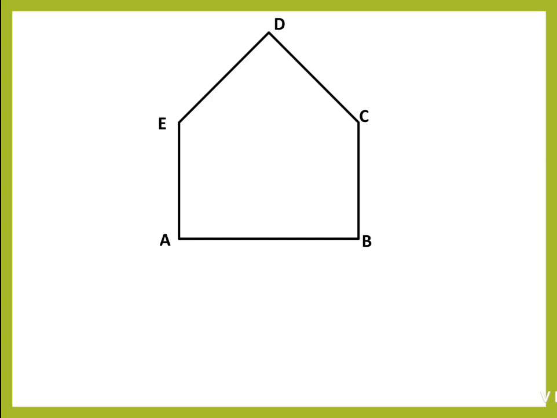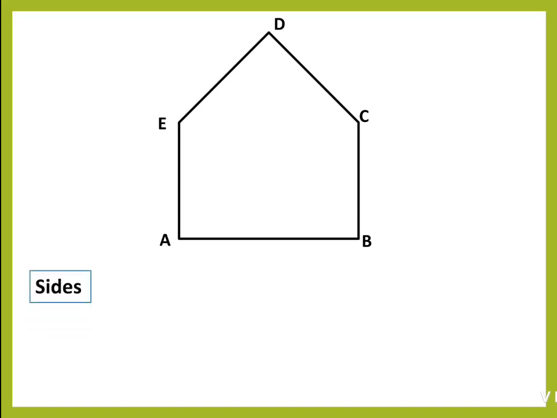Here you can see a polygon. How many sides for this polygon? 5 sides for this polygon. How many points marked on this polygon? 5 points. Okay. Now we study about this 5-sided polygon.